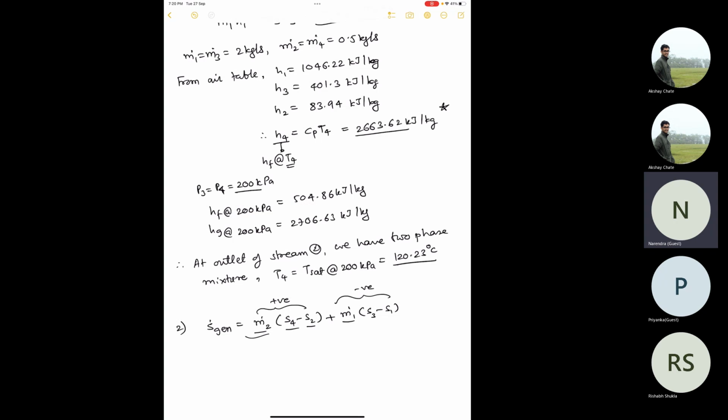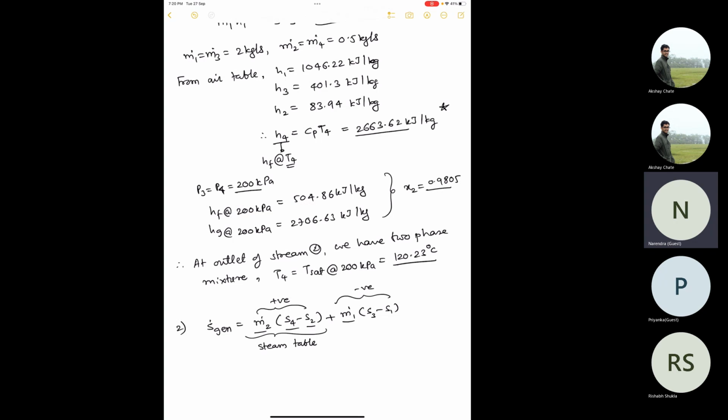This one you'll get from the steam table because it's a two-phase mixture. So you have to do the dryness fraction calculation from here. You'll get x2 as 0.9805. Then you do the calculation and you'll get S4. So this part is clear.